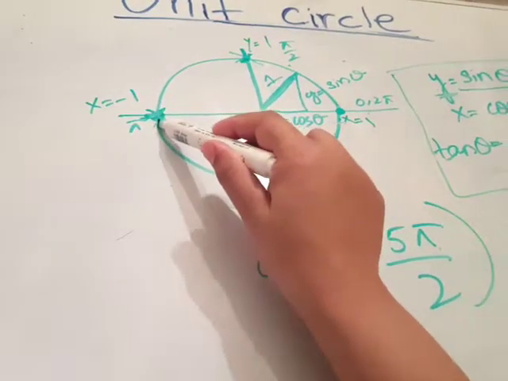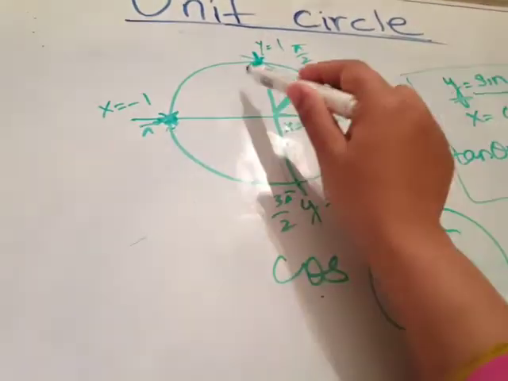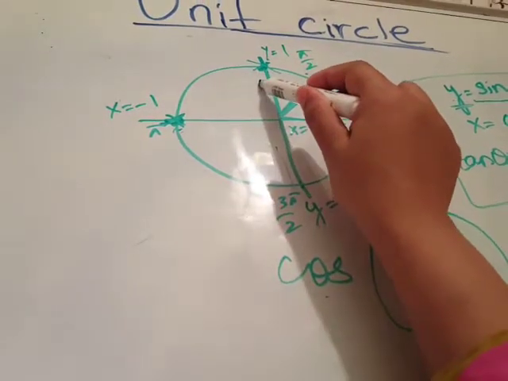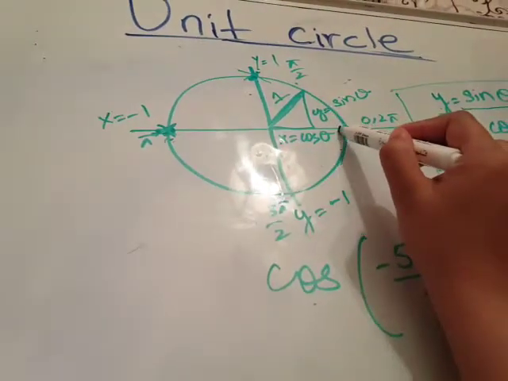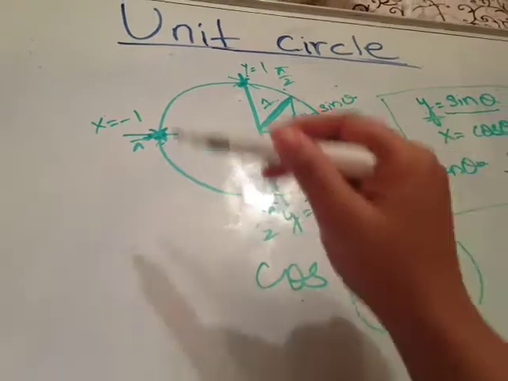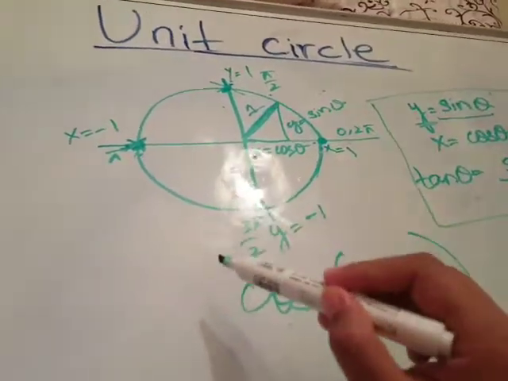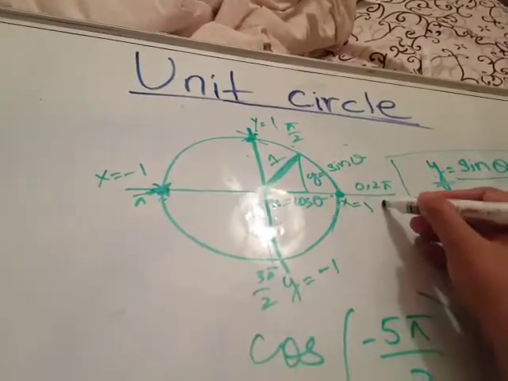This is pi. This is 3 pi over 2. This is 2 pi. Right? So you will go like this. Now let's calculate. This is 0.